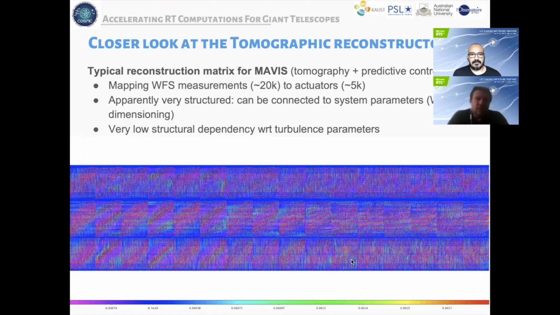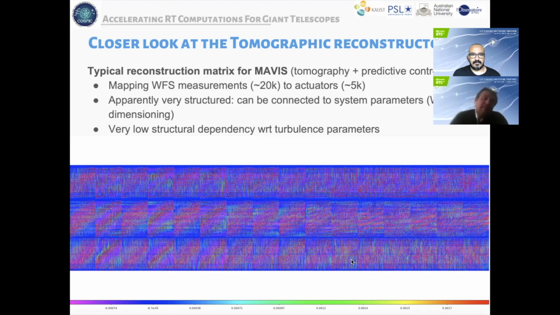So here, the difference with the previous case I described is the control matrix. This control matrix, we call it the tomographic reconstructor. Again, we are using data from multiple wavefront sensors. And controlling the multiple deformable mirrors comes with some complexity. The matrix is very complex, but as you can see here in this wide angle view, it seems very structured. And this structure can be connected to the system parameters.